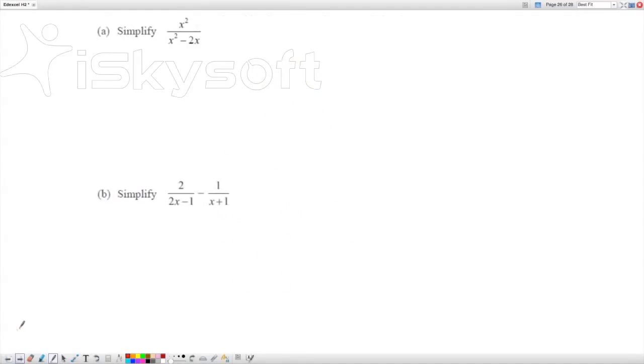Here we're asked to simplify this algebraic fraction. We need to factorise both the top, the numerator, and the denominator. So take out a common factor of x at the top, and also here, x minus 2. We can cancel our x's here, and are left with x over x subtract 2.